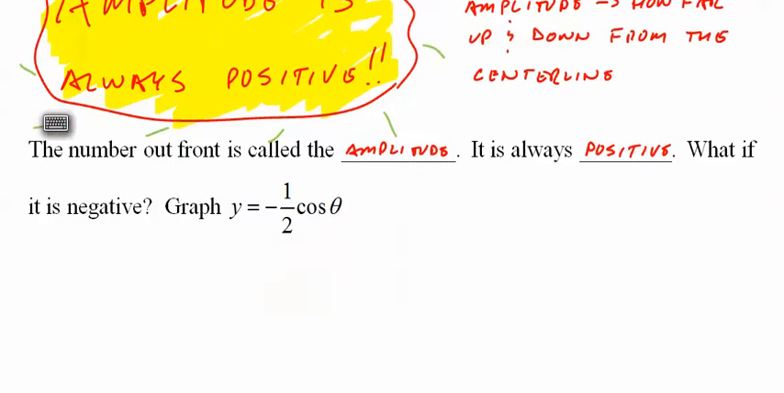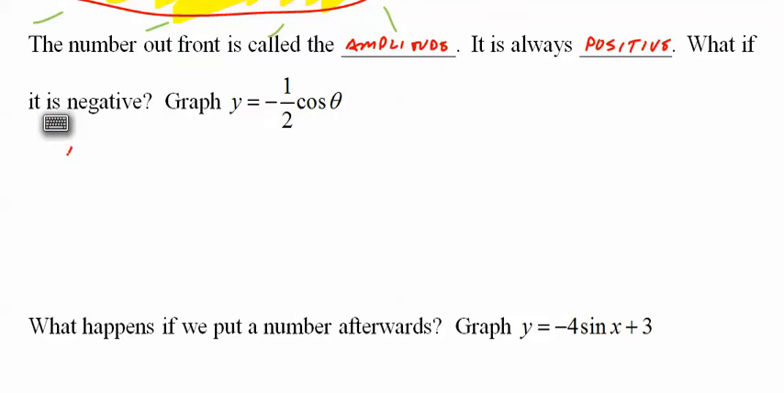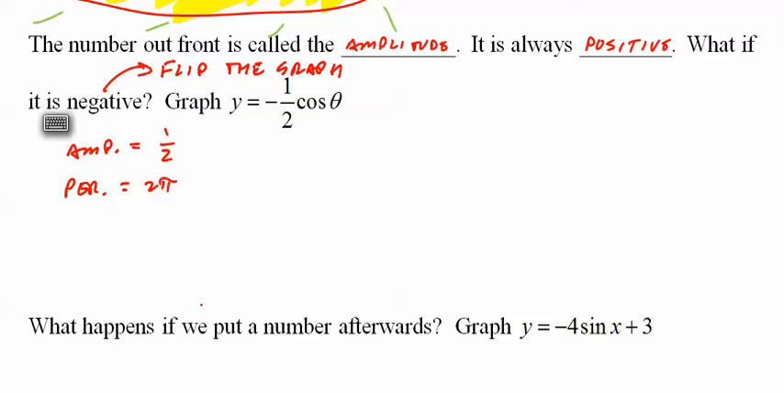Now, what if it's negative? And I'm going to start doing this. Amplitude equals 1/2. If it's negative, you just flip the graph. And let me show you. I'm going to start always doing this too. Period is 2 pi. We'll show you how that changes. Okay, off we go. 2, 3, 4, 2 pi.